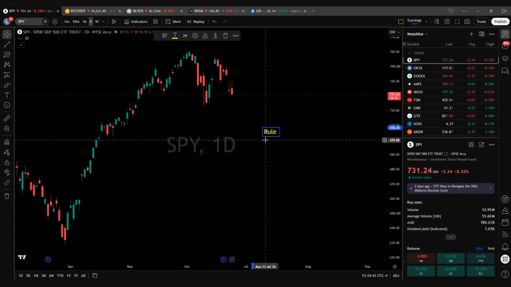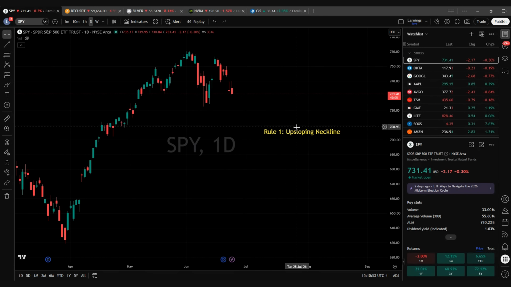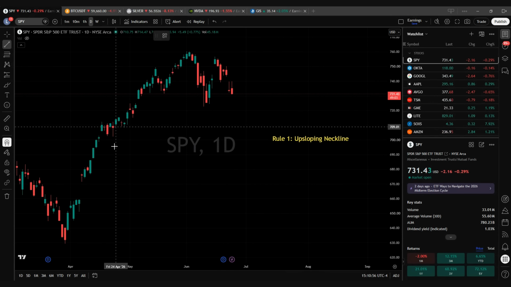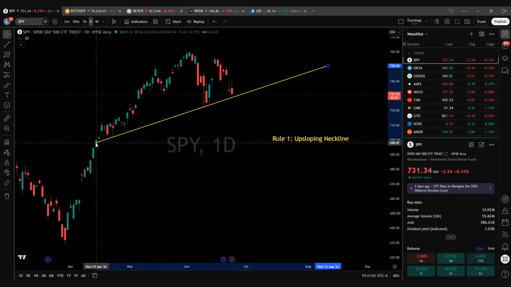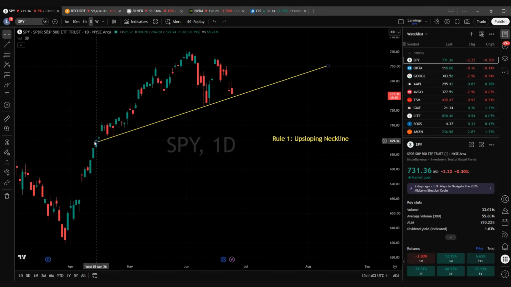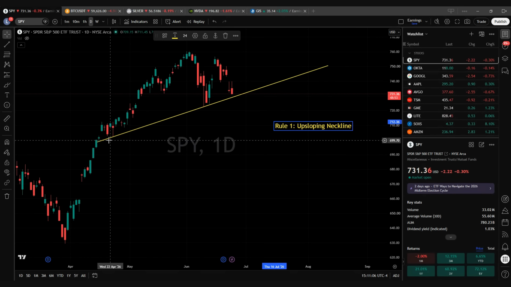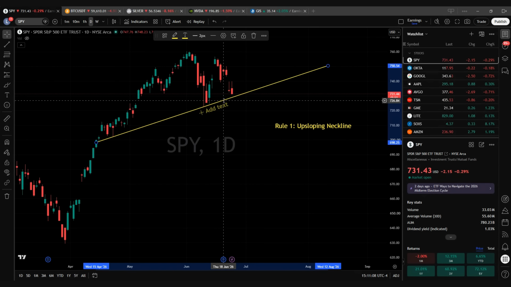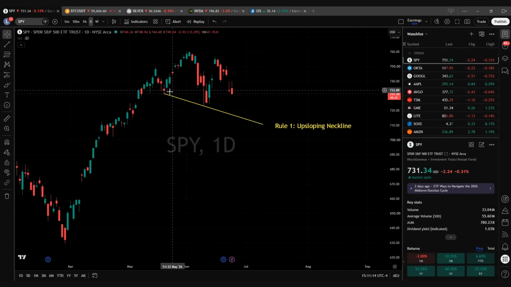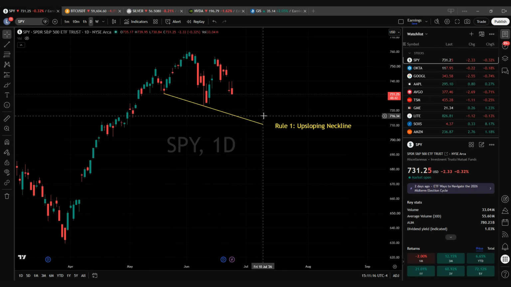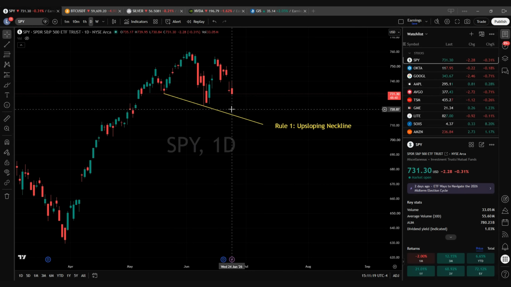Rule number 1: the head and shoulders needs to have an upsloping trend line. So if you remember last week's episode, what did we say? We said the break of an upsloping trend line is bearish, right? Upsloping equals bearish. When it breaks, that's bearish. So the first thing you need is an upsloping trend line. So is this valid? No, because the neckline is actually downsloping, right?